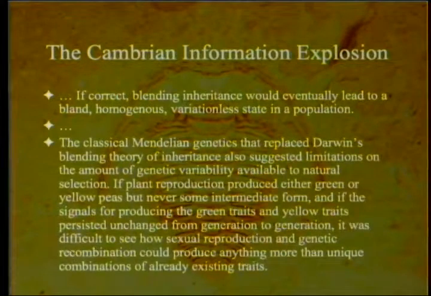The classical Mendelian genetics that replaced Darwin's blending theory of inheritance also suggested limitations on the amount of genetic variability available to natural selection. If plant reproduction produced either green or yellow peas, but never some intermediate form, and if the signals for producing the green trait and the yellow trait persisted unchanged from generation to generation, it was difficult to see how sexual reproduction and genetic recombination could produce anything more than unique combinations of already existing traits.